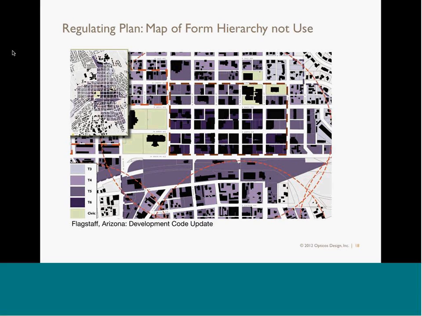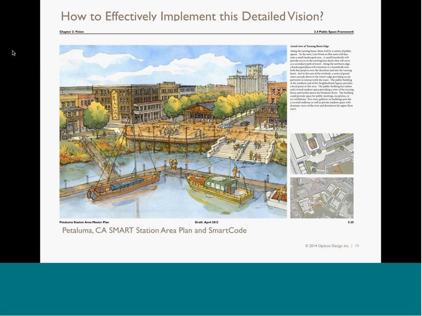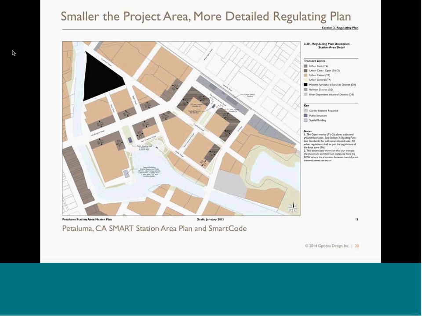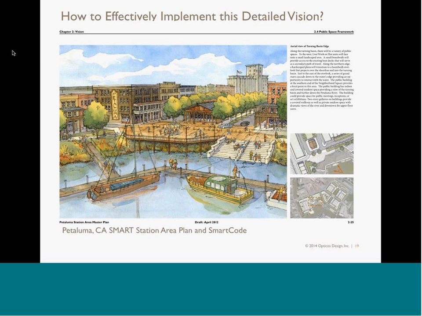The first component is the regulating plan. In our first glimpse, this looks fairly similar to a zoning map, but what this map is actually regulating is that hierarchy of intended forms, from intense, the darkest of the areas, to the least intense, in the lighter of the areas. And this is for our Flagstaff, Arizona citywide development code update for one of the focus areas of the form-based code application.